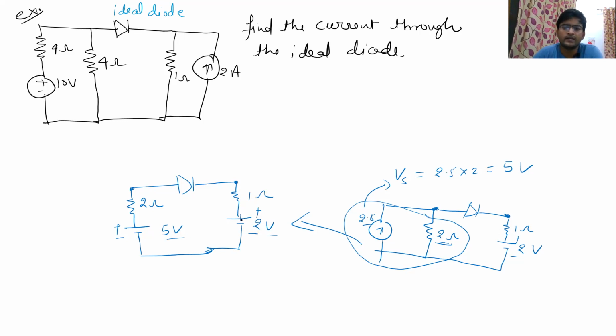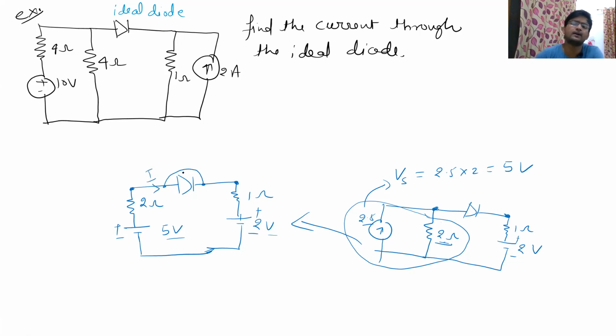This one is providing 2 volt at the N terminal of this diode, and this one is providing 5 volt at the P terminal of this diode. So can you guess whether the diode will be in forward bias or reverse bias? Definitely, since this 5 volt is providing more positive voltage towards this end of the diode, this diode will be forward biased. And since this is an ideal diode, we can assume it as a short circuit when forward biased.